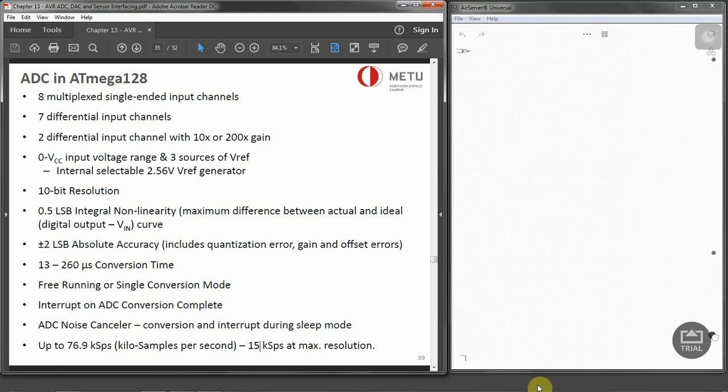And you can find all the details of this in the data sheet as well, but I have to highlight some of the important points and metrics to interface ATmega with the sensors and so on. So the first thing, the characteristics or the properties of ADC in ATmega that we are going to use. It is a 10-bit analog to digital converter. It has got 8 analog input channels and 7 differential input channels, and 2 differential input channels with optional gain of 10 or 200.